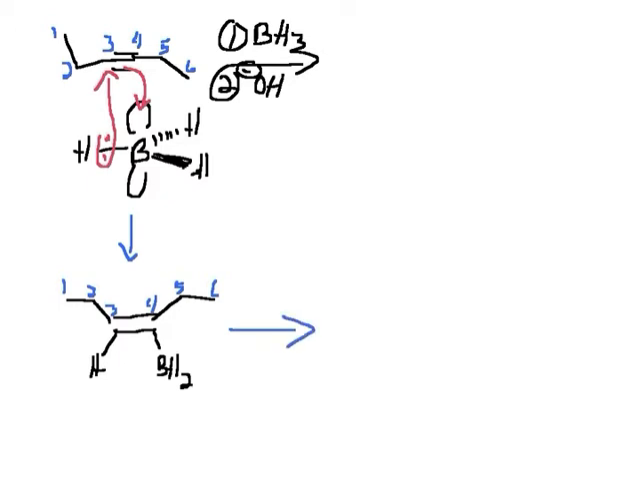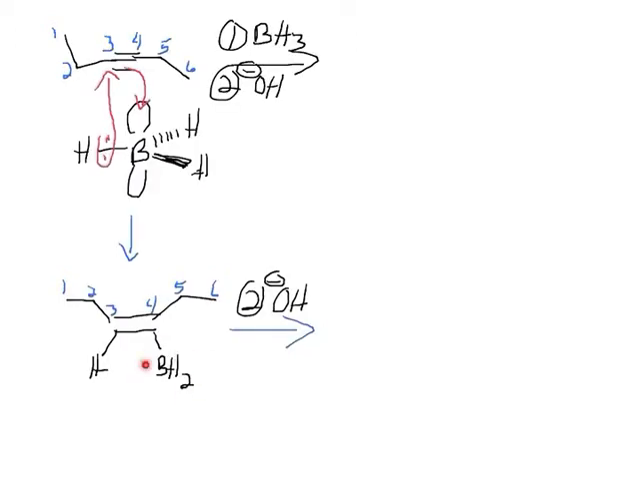Step 2, we have the OH minus, and all that does is replace the BH2, keeping the cis addition intact.